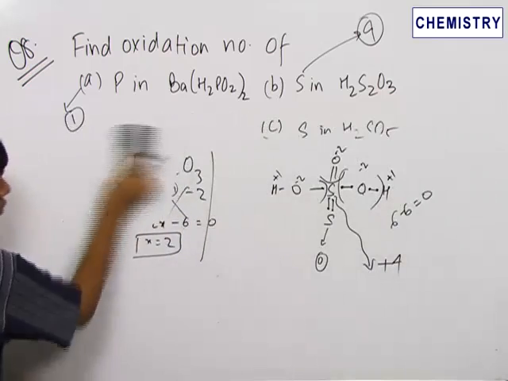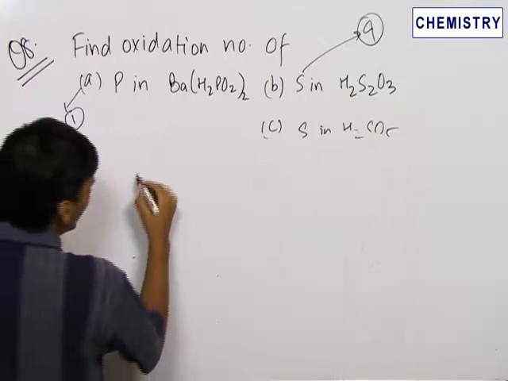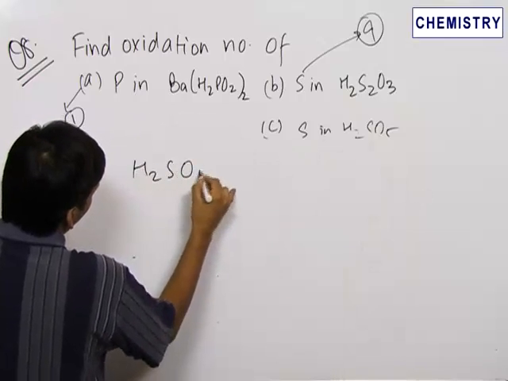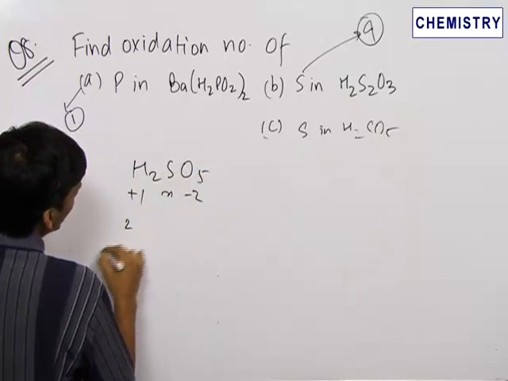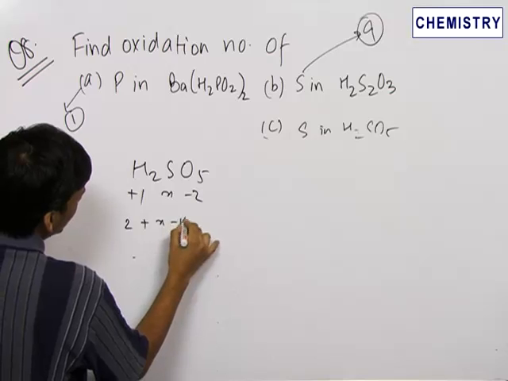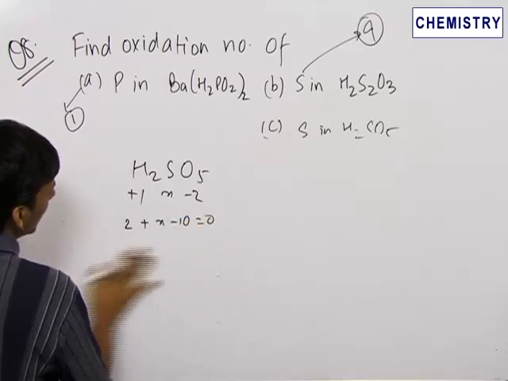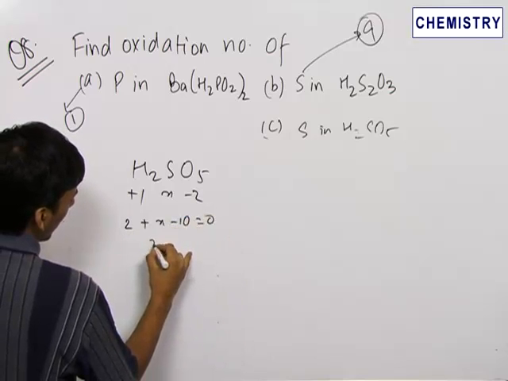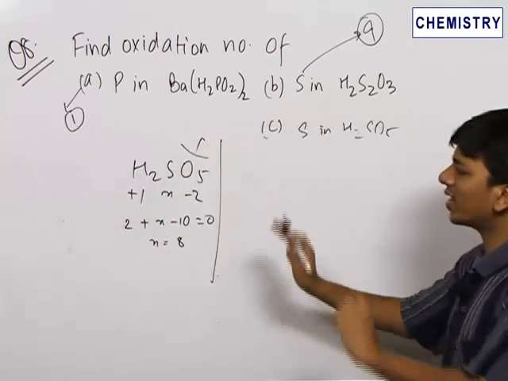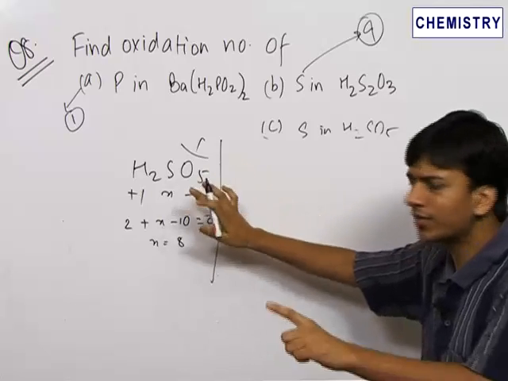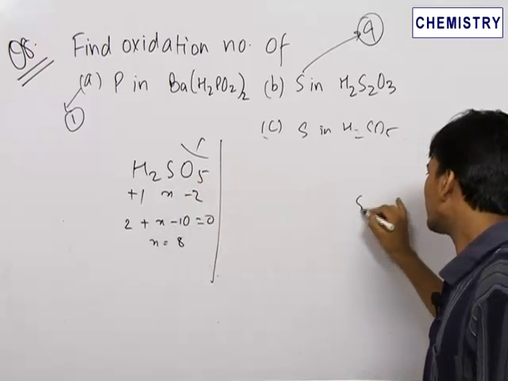Again in the case of H2SO5, we see that if we assume this to be plus 1, this to be minus 2, this to be x, we get 2 plus x minus 10 is equal to 0. That is x is equal to 8. But again this is the wrong answer because we have made some mistake in assuming the oxidation number of one of the atoms. So we can draw the figure.